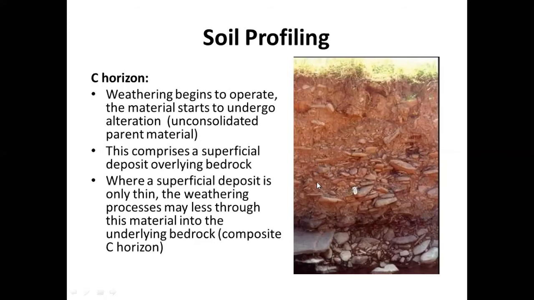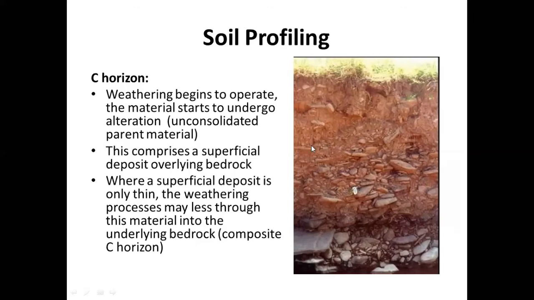Where a superficial deposit is only thin, when this layer is thin, then we can understand that the weathering process is slower or less. But if this layer is thick, then the weathering is higher. This is very simple. If the weathering is low, then the C horizon is little, and if the weathering process is higher, then the C horizon will be thick.